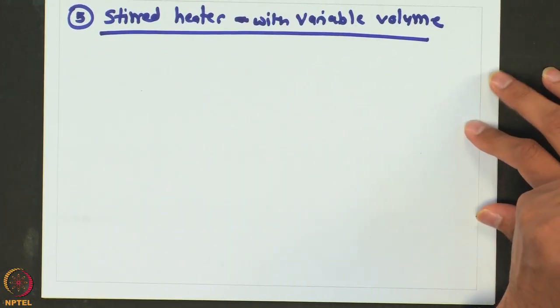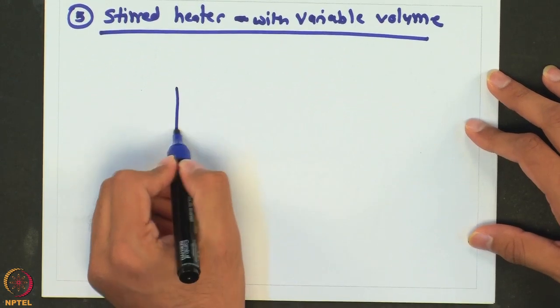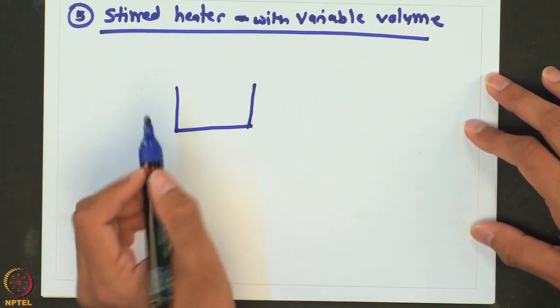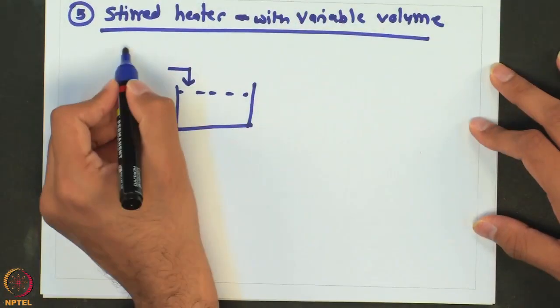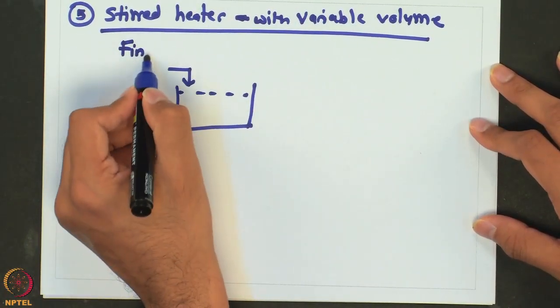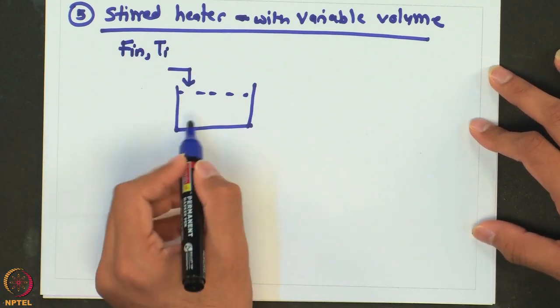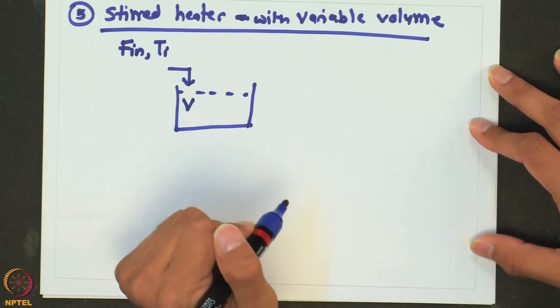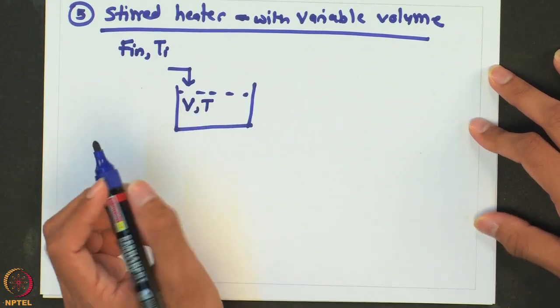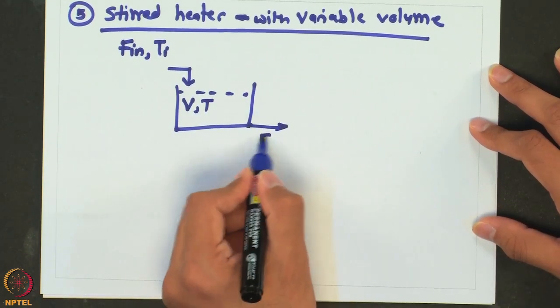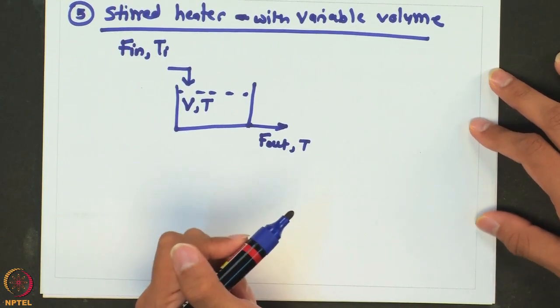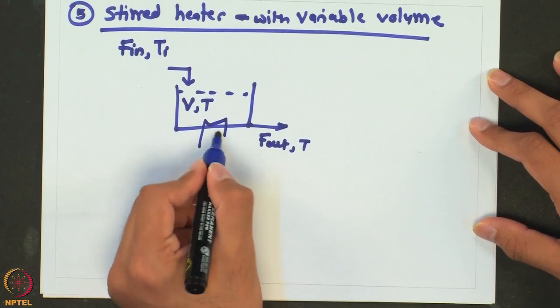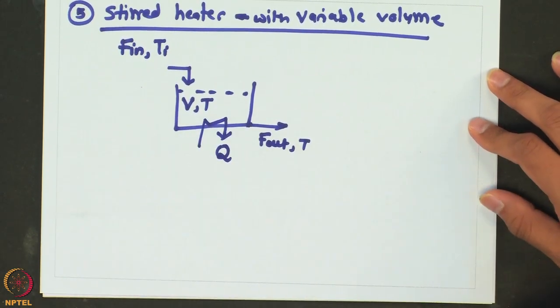So we'll remove one of the assumptions of the previous system, that the volume of the tank remains constant, because there is always a possibility that the inlet and outlet flow rate are not kept at the same value. So we may have inlet F in, inlet temperature Ti, the volume at any time inside the vessel is V, temperature is T, and what goes out, let us call it F out at T, where F in may not be equal to F out all the time, and we have the same heat duty Q.